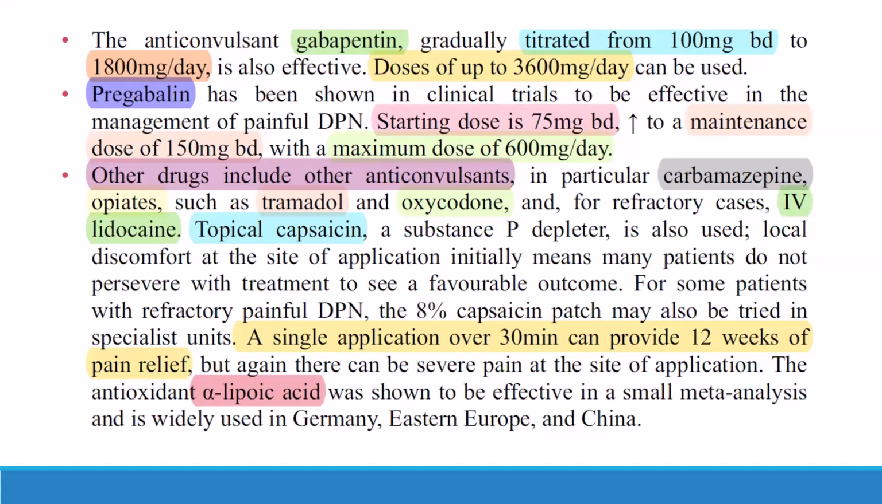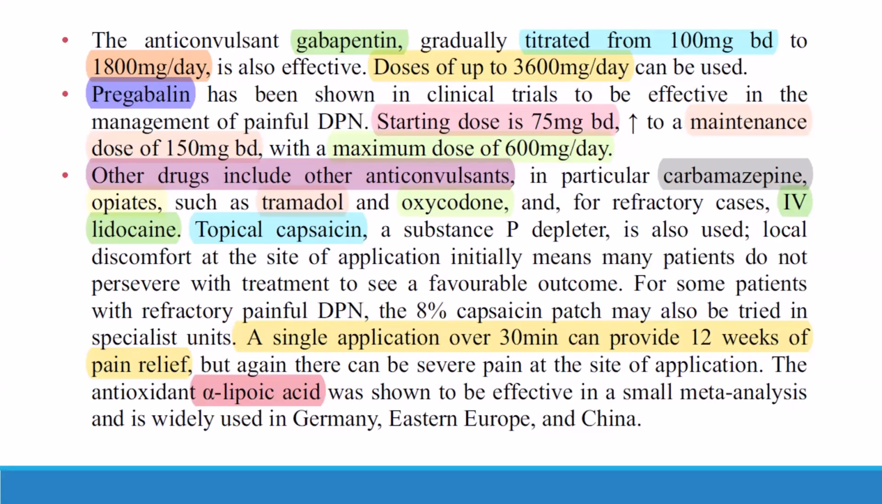Other drugs like carbamazepine, opiates, tramadol, oxycodone, intravenous lidocaine, and topical capsaicin are not first-line drugs. If the patient has not improved on the first-line drug, we can shift to another drug from the first-line drugs. If not improved, we can convert again to another first-line drug. And then we can combine, and then we can add other medication.